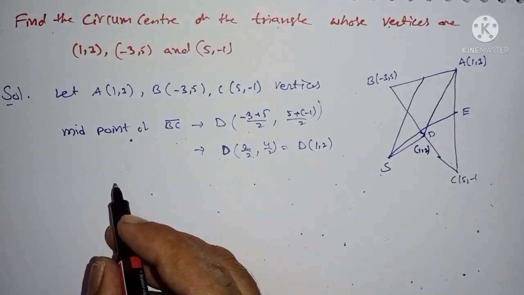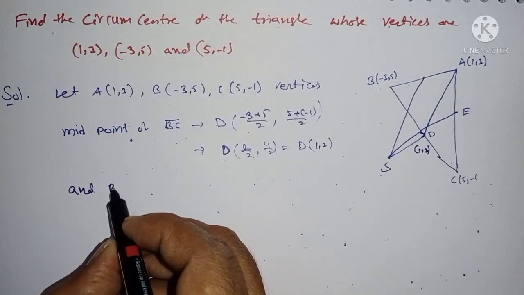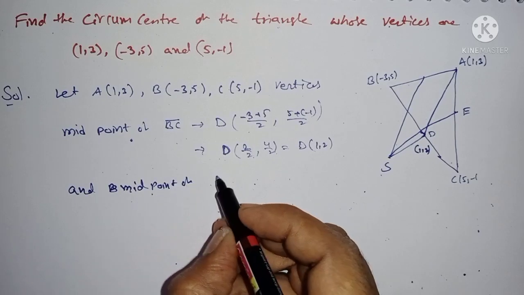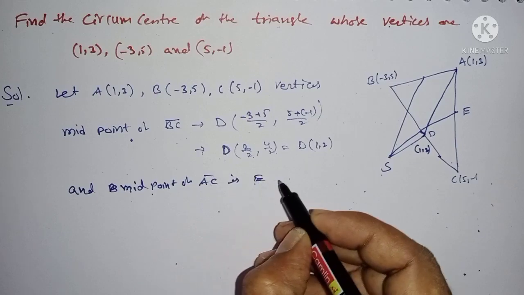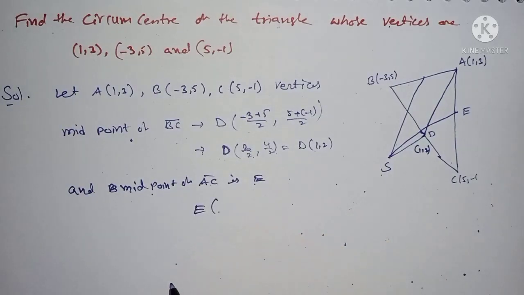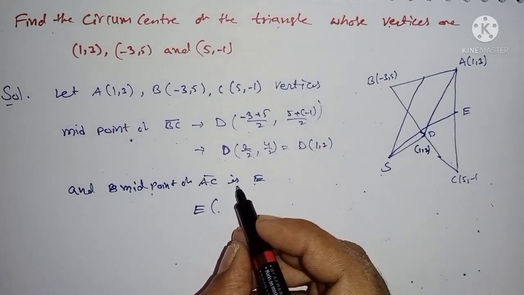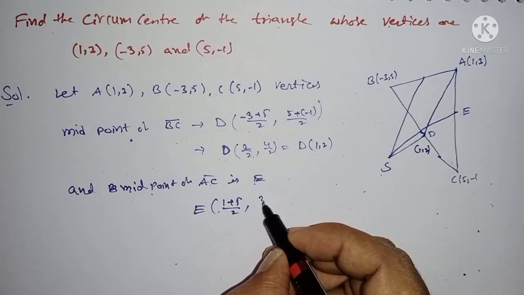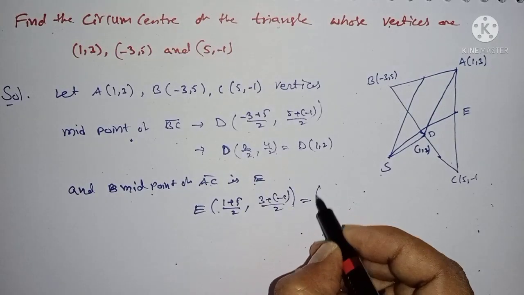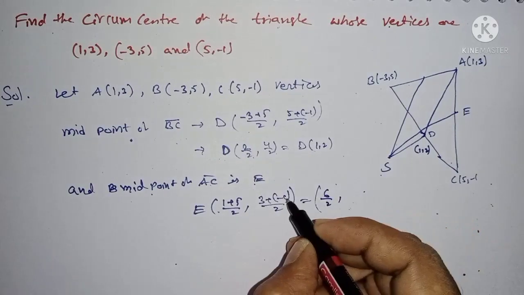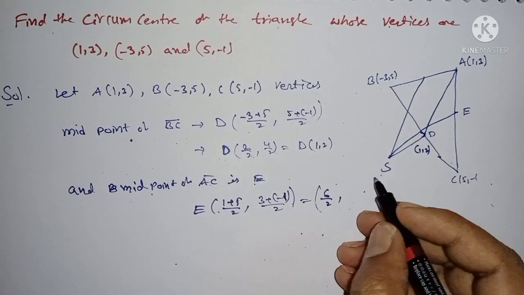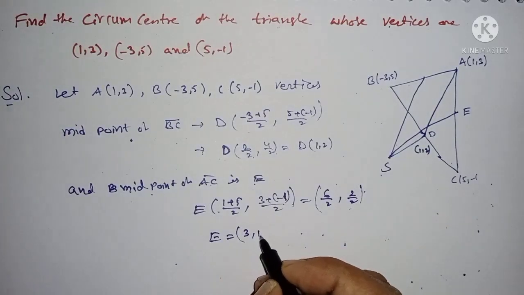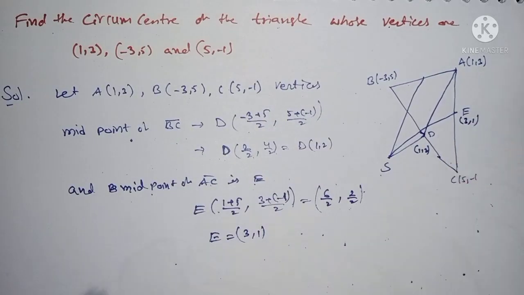Similarly, find E, the midpoint of AC. Therefore E is ((1+5)/2, (3+(-1))/2) equal to (6/2, 2/2). Therefore E is (3, 1).